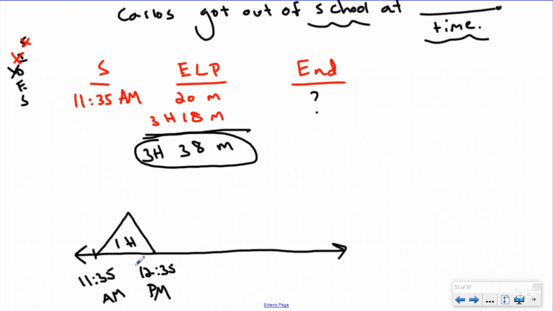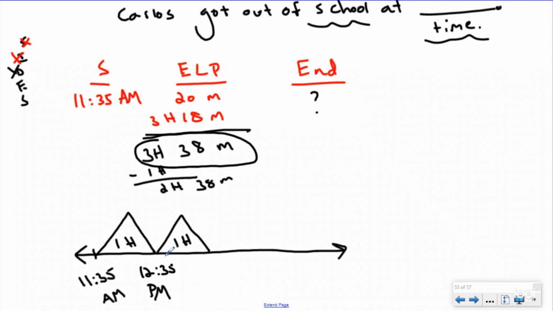So if it was 11:35 a.m. and I cross over 12, that's going to take me to the afternoon, which changes my notation to PM. So now it's 12:35 p.m., and that is getting rid of 1 hour, which means I still have 2 hours and 38 minutes. I'm going to do another hour right here. And now after 12, obviously we're not doing military time here, so the clock is going to start back over at 1, right?